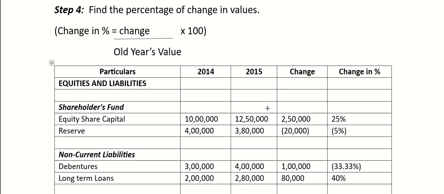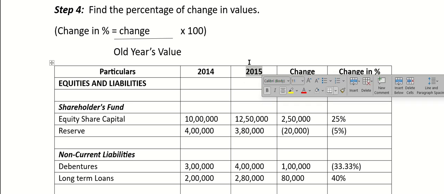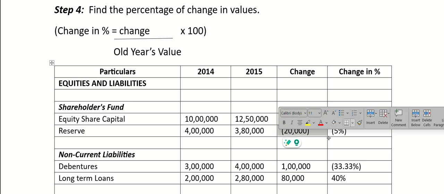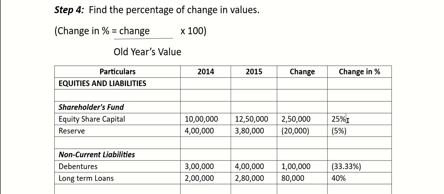Just write down the values given for 2040 and 2050. Take the difference, 2050 minus 2040. Please remember that. We will subtract the 2040 value from the 2050 value, and we will put it in the change. If it is a negative value, there has to be a decrease, so we put it in bracket. Then we will find the change in percentage. Change in percentage is found by the change divided by the old year's value into 100. Hope the concept is clear for you.